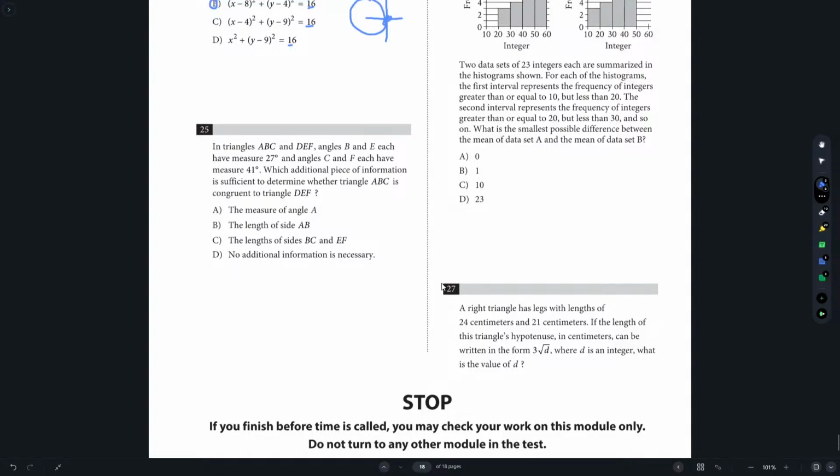In triangles ABC and DEF, angles B and E each have measure 27, and C and F each have 41. What additional piece of information is sufficient to determine whether triangle ABC is congruent to triangle DEF?